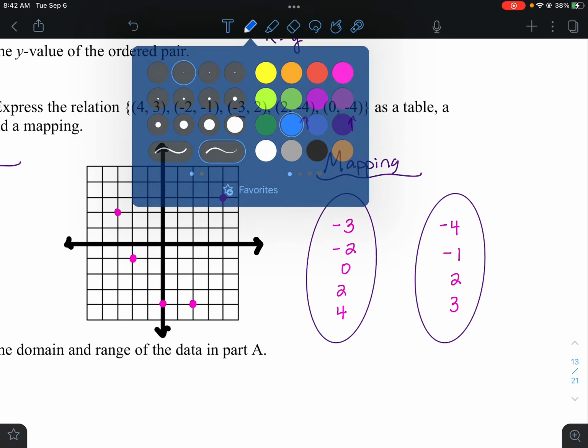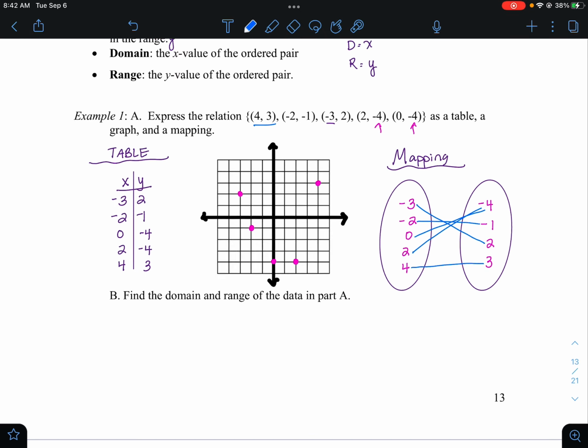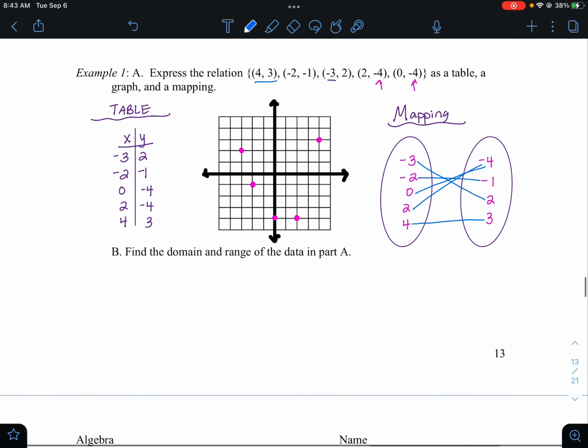So now to match these together, my first ordered pair is (4, 3). So I'm going to go from 4 and draw a line to 3. Then I'm going to go from -2 to -1, and then -3 to 2. So sort of like you're matching them. 2 to -4 and 0 to -4. Okay, so that's a mapping. All right, and at any point during the video, remember, you can pause it, replay it, catch up.